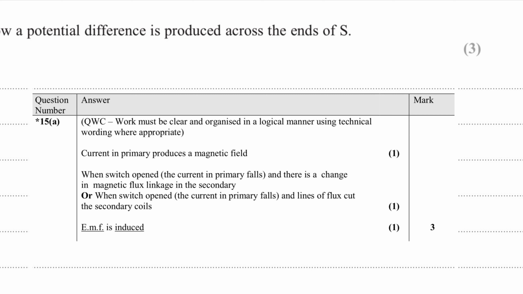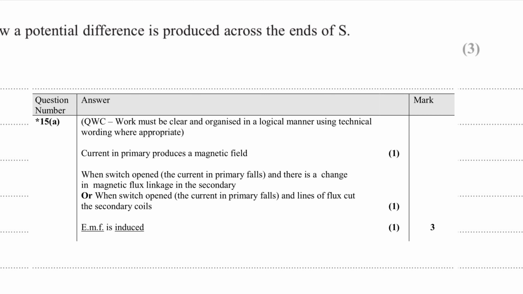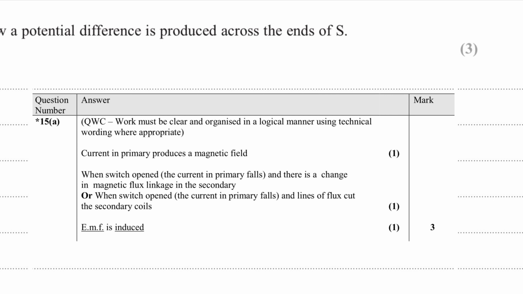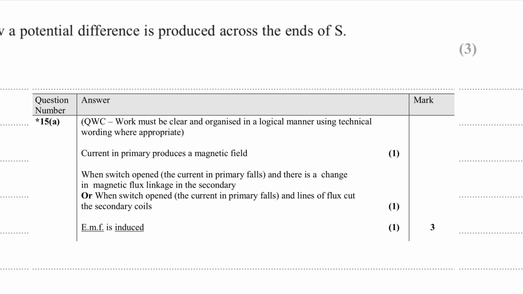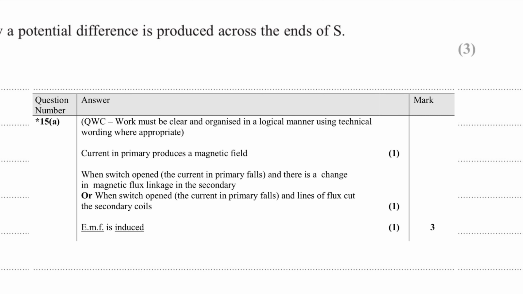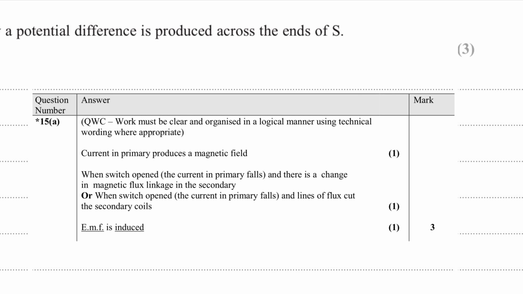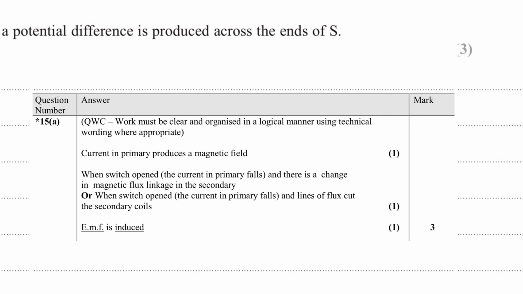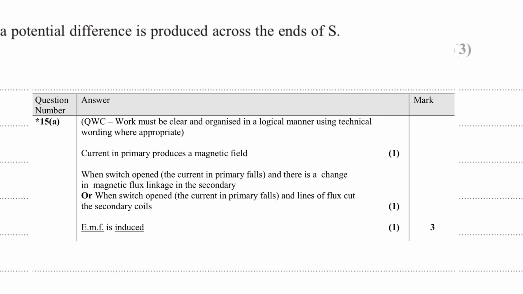Secondly, the reason for having an induced EMF, electromotive force, across the secondary coil S is due to the change in magnetic flux linkage, N phi, where N is the number of turns in the secondary coil and phi is the flux. So I would say it's magnetic flux linkage, and it is present in the secondary coil.